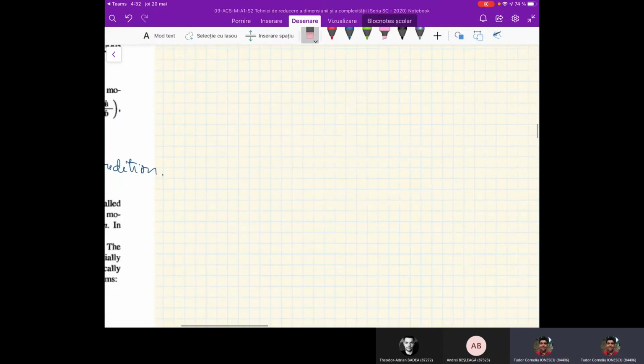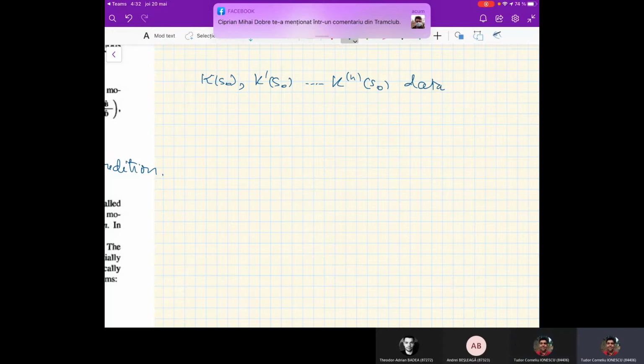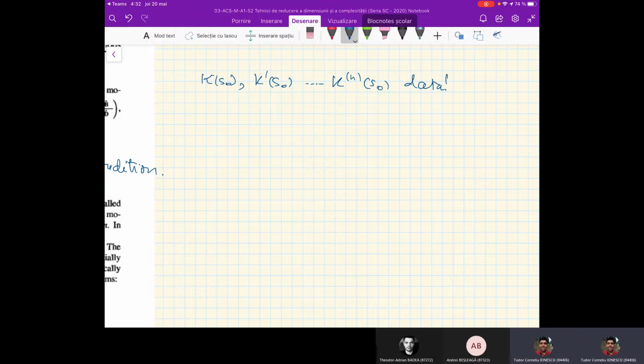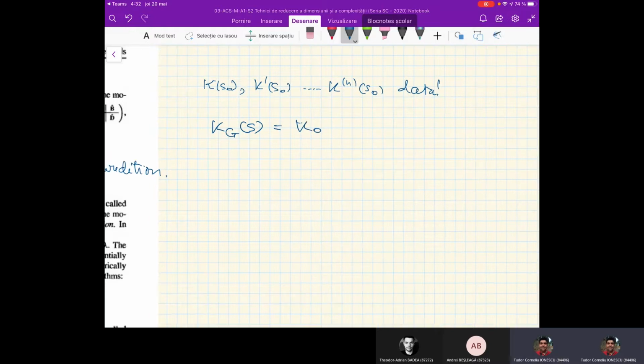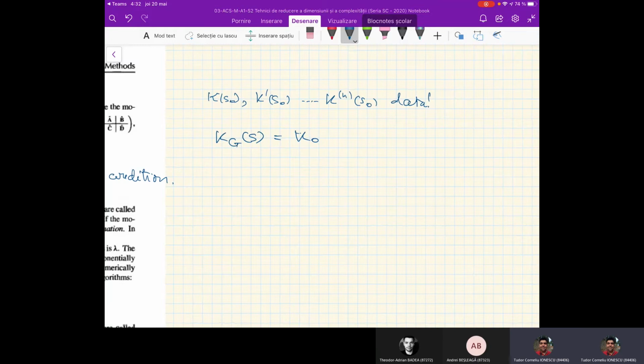Why is it called rational interpolation? Because your original data, let's take at some point, K is 0, K prime is 0, and so on, K differentiated n times is 0. This is the data. Then you'd like to build K hat of s to have the same data up to a certain point, let's say dimension ni. This is where you cut. So you want to have this K(S0).